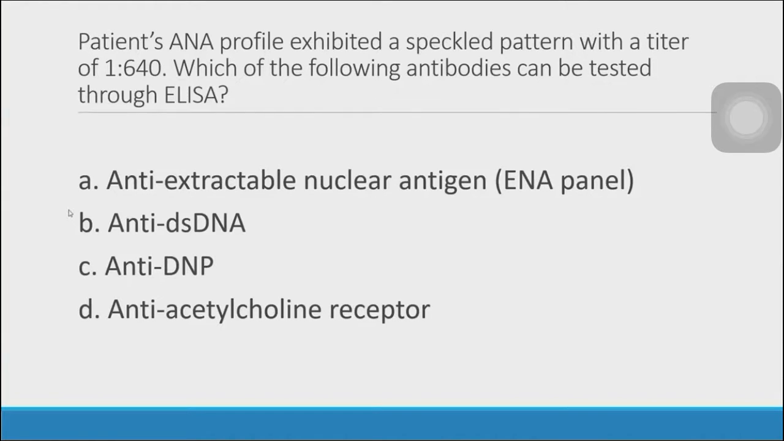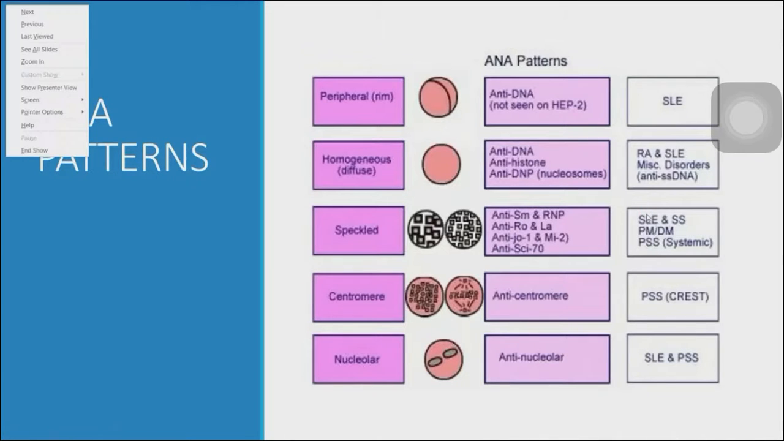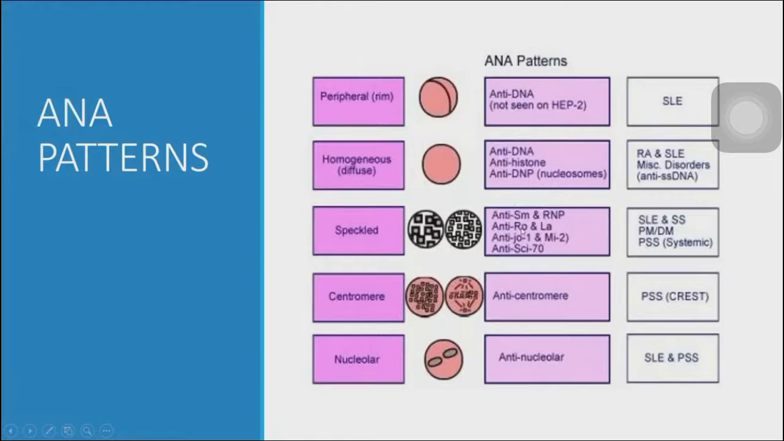So again, if you try to remember, for speckled or mottled pattern, we have anti-Sm, anti-RNP, anti-Ro and La, anti-Jo-1, anti-Mi-2, anti-Scl-70, which of course are under antibodies to extractable nuclear antigen. Okay? So let's go over it again: anti-Sm associated with SLE, and RNP. Anti-Ro and La for Sjogren's syndrome, anti-Jo-1 associated with polymyositis, anti-Mi-2 associated with dermatomyositis. So Scl-70, Scl, scleroderma.